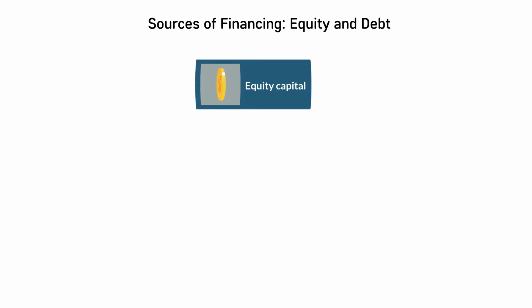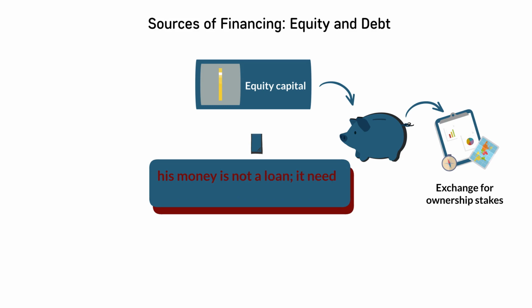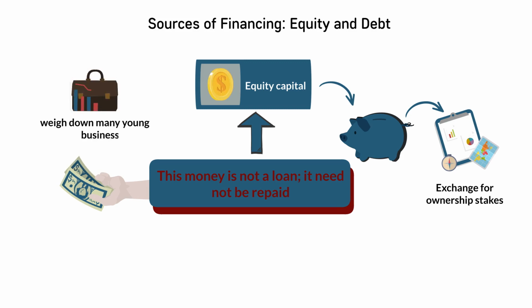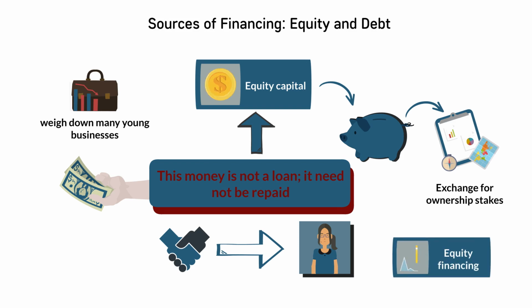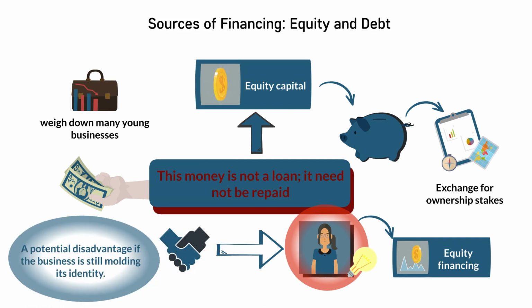When we talk about equity capital, we're referring to the funds contributed by the business owner or investors in exchange for ownership stakes. This money is not a loan. It need not be repaid. Its charm lies in the lack of interest-laden repayments that weigh down many young businesses. The compromise, however, is in shared ownership. For someone like Anna, using equity financing could mean offering Ethan a slice of her business. While this doesn't burden her with debt, it could dilute her authority and decision-making power. A potential disadvantage if the business is still molding its identity.